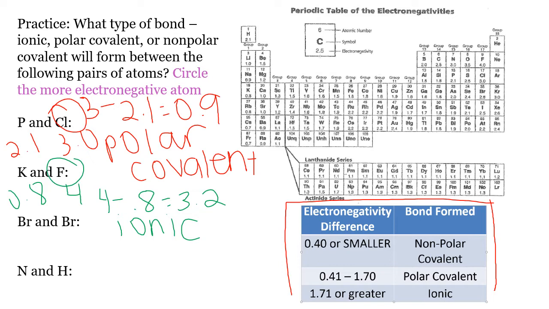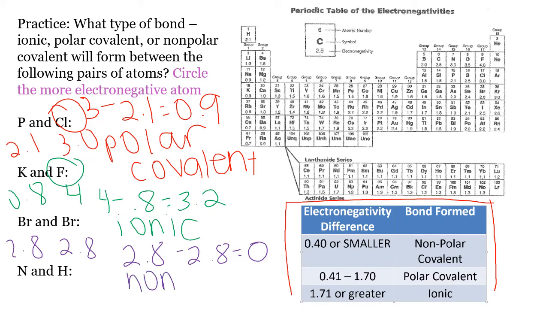Next, I'll use purple. Br and Br. Bromine has an electronegativity value of 2.8. Bromine has an electronegativity value of 2.8. That difference is 0. So that is a nonpolar covalent bond because they have the same electronegativity. So they share electrons equally, compared to the P and Cl, where they're not shared equally. And so for this one, there's not a more electronegative atom for me to circle.